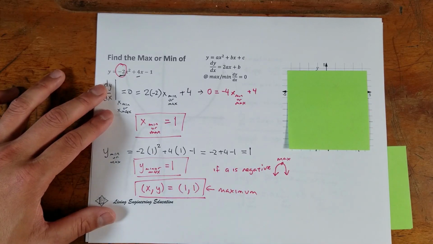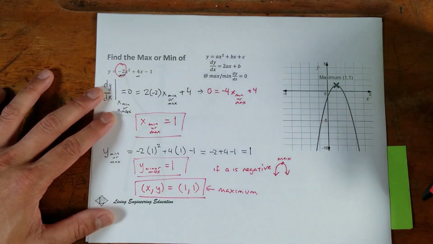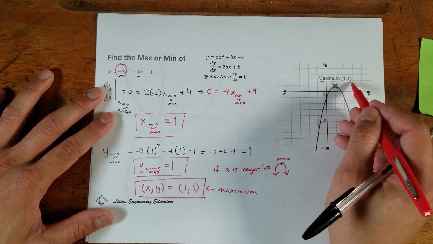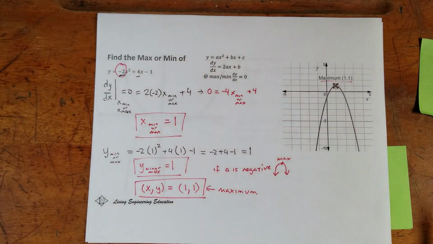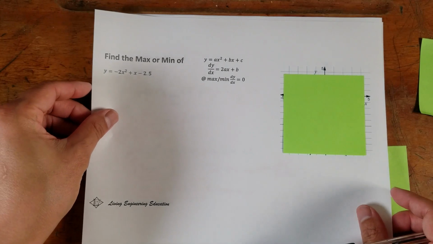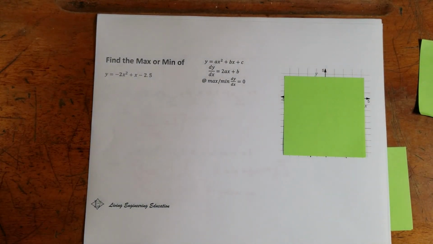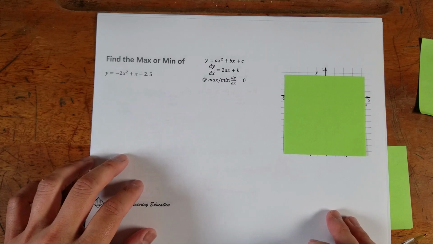Were you able to follow along with that concept? All right, let's take a look and see if we set it up correctly. All right, so here's our graph. (1, 1) is our maximum, and it's showing up there. Great. Let's take a look at our second example problem. Here's our second example problem. y equals negative 2x squared plus x minus 2.5. See if you can work this one out on your own.